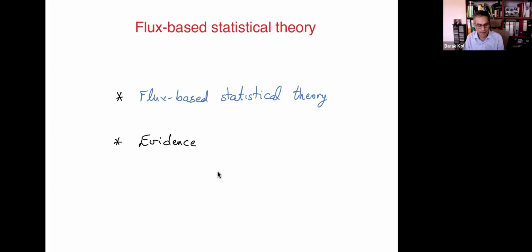The previous part helps, but is not necessary. This part is actually independent of it. So here I'll tell you rather briefly what the flux-based statistical theory is and show you evidence for it. Okay?